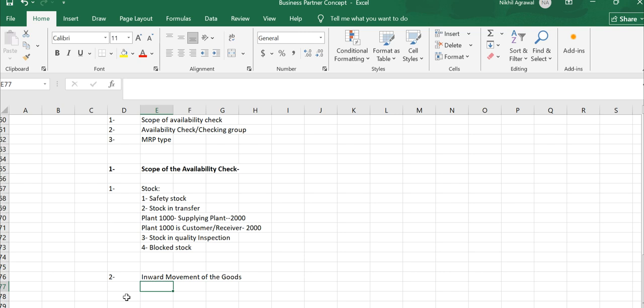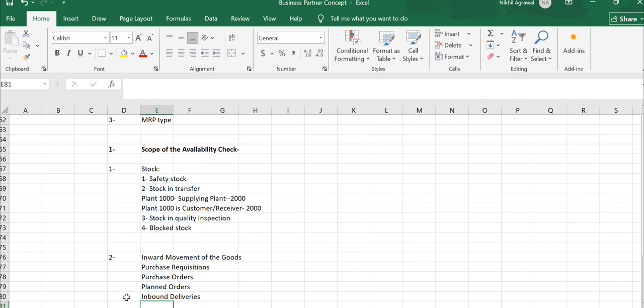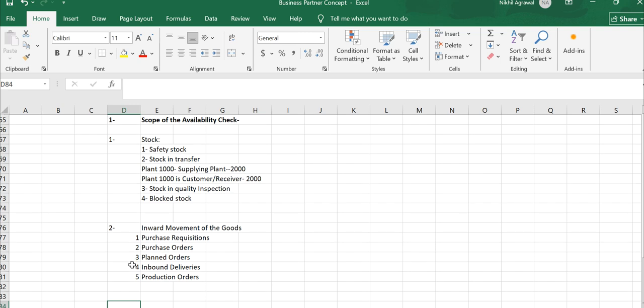Now here, in the inward movement of the goods, we have purchase requisitions, purchase orders, planned orders, inbound deliveries, and production orders. So purchase requisitions, purchase orders, planned orders, inbound deliveries, production orders: these are the sources of the inward stock movement, guys.